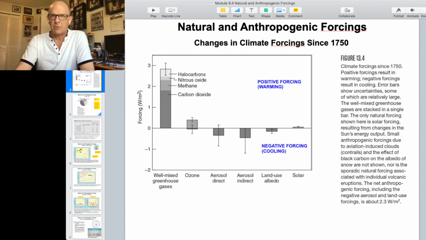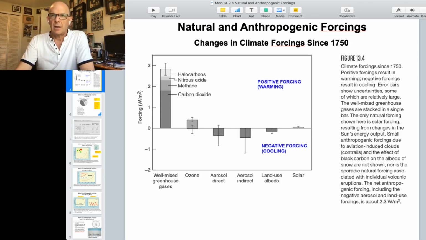So greenhouse gases that are well mixed in the atmosphere, primarily carbon dioxide, are the dominant forcing of the ones that we see here. On the far right, you'll notice solar. That's the natural fluctuations in the sun's output. And that's a tiny little change, maybe a tenth or less of a watt per square meter.